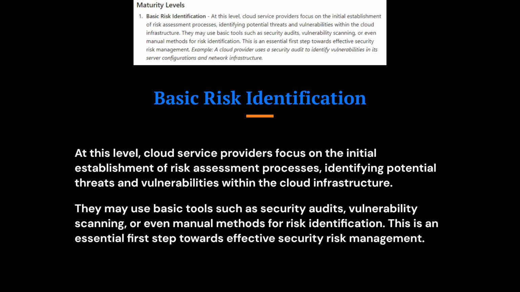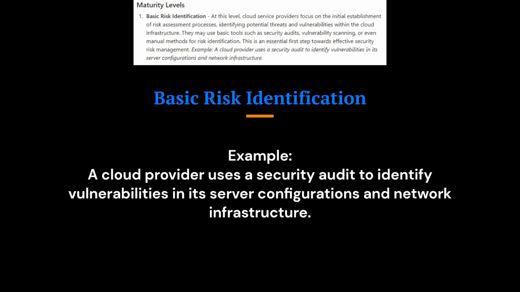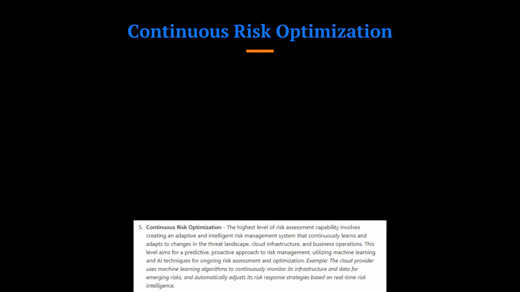At this level, the cloud service providers focus on the initial establishment of risk assessment processes, identifying potential threats and vulnerabilities within the cloud infrastructure. They may use basic tools such as security audits, vulnerability scanning, or even manual methods for risk identification. This is an essential first step towards effective security risk management. The example given is, a cloud provider uses a security audit to identify vulnerabilities in its server configurations and network infrastructure. I'm not going to go through them all, I'll finish with the highest level of maturity.